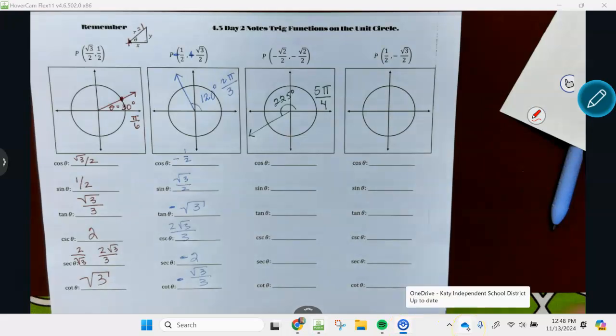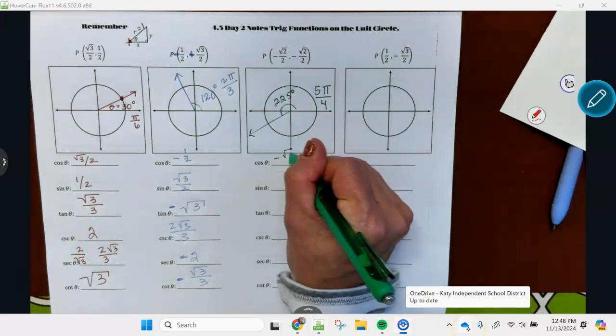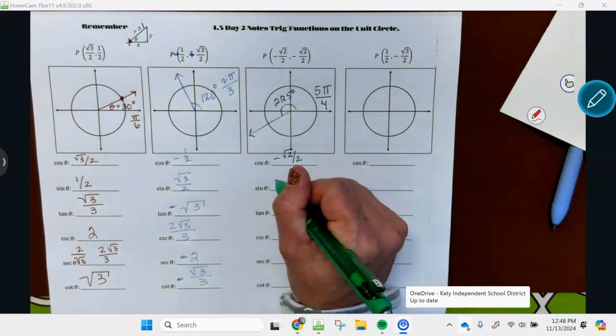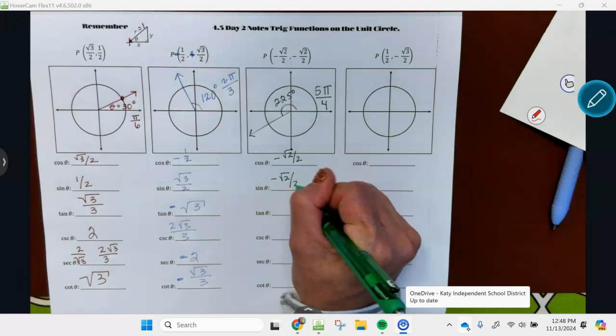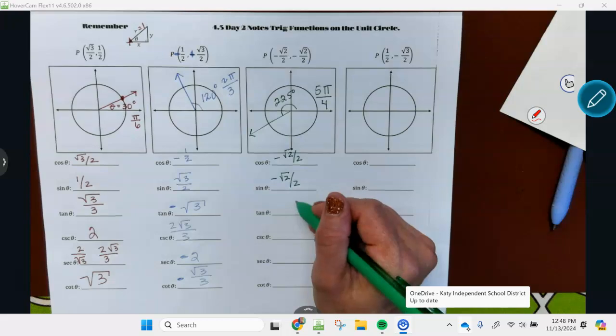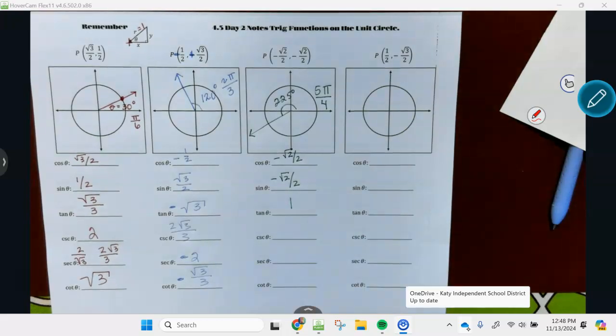All right. So cosine, so easy. Negative root 2 over 2. Sine, so easy. Negative root 2 over 2. Tangent, so easy. What's tangent? It is 1. Good job.